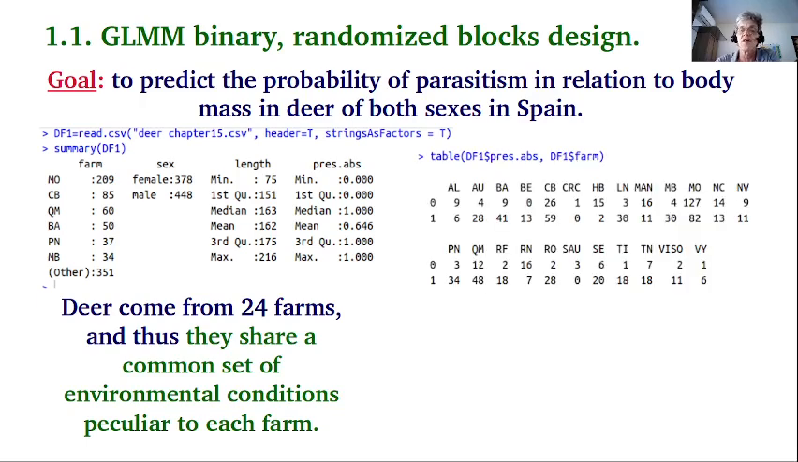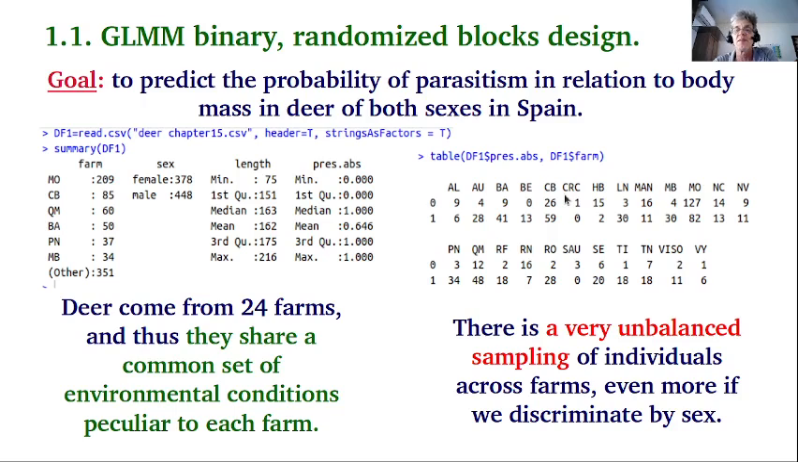Here I depict the number of animals according to the presence or absence and the provenance, that is the farm of origin. We see that we have a very unbalanced sampling of individuals across farms, and this would be even more so when we discriminate for sex. For instance, we can notice that from a certain farm we only have one animal. From another we have 3 animals in total. From others we have 26 or more than 200 animals. So it's a very uneven sampling of animals across farms.